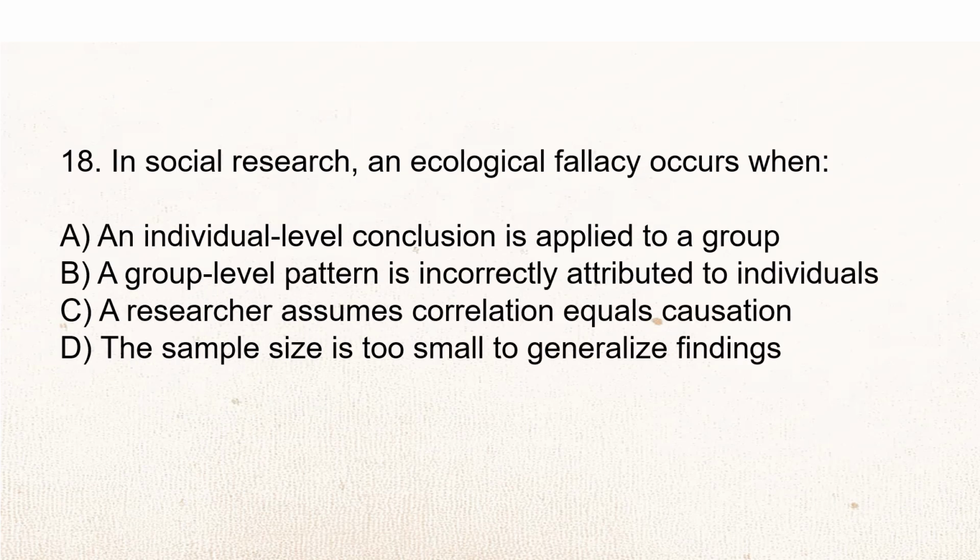Number 18. In social research, an ecological fallacy occurs when letter A, an individual level conclusion is applied to a group. Letter B, a group level pattern is incorrectly attributed to individuals. Letter C, a researcher assumes correlation equals causation. Or letter D, the sample size is too small to generalize findings.